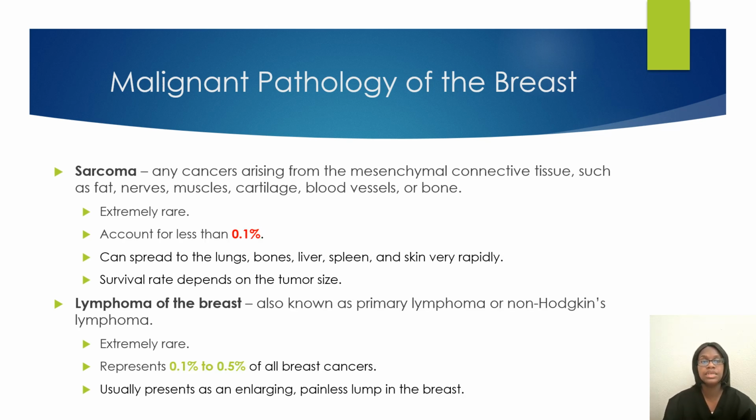Your sarcoma, any cancer that is going to arise from the mesenchymal connective tissue, such as your fat, your nerves, muscles, cartilage, blood vessels, or bone, is extremely rare, accounts for less than 0.1%, and can spread to the lungs, bones, liver, spleen, and skin very rapidly. The survival rate depends on the tumor size.